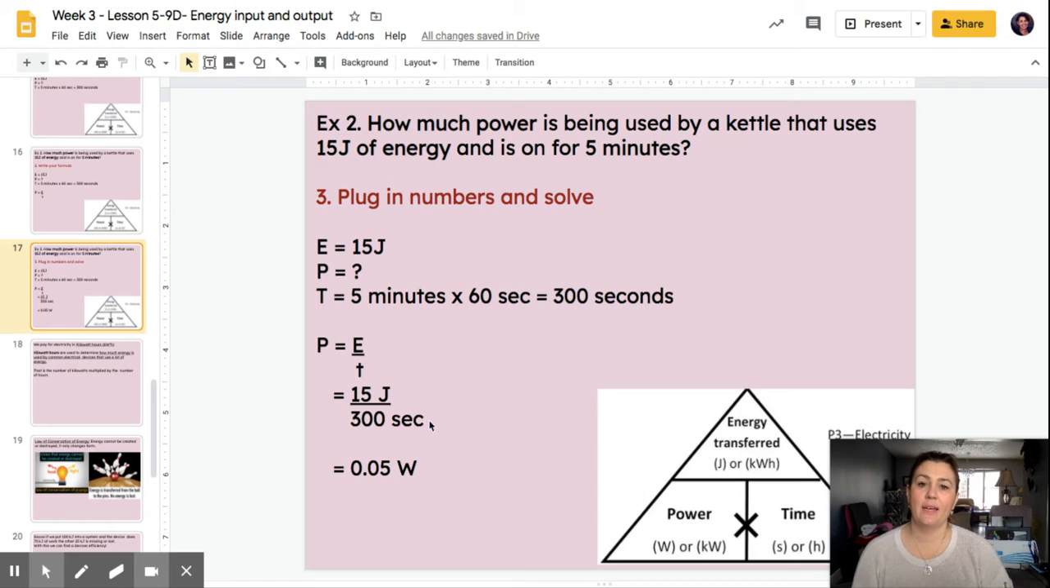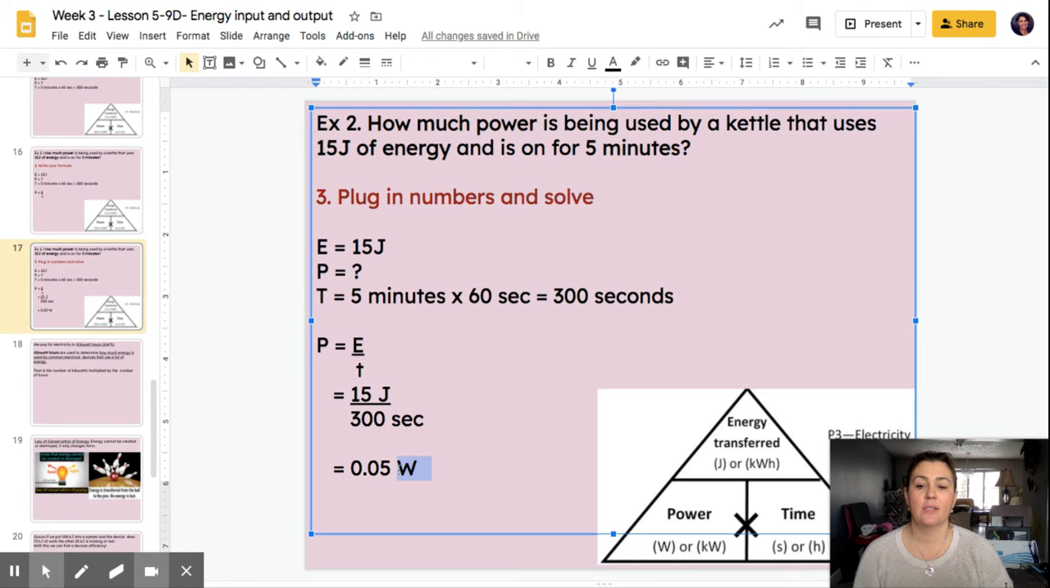And when you put that into your calculator, you're going to get 0.05. And then don't forget units, W. W means watts. Power is measured in watts.